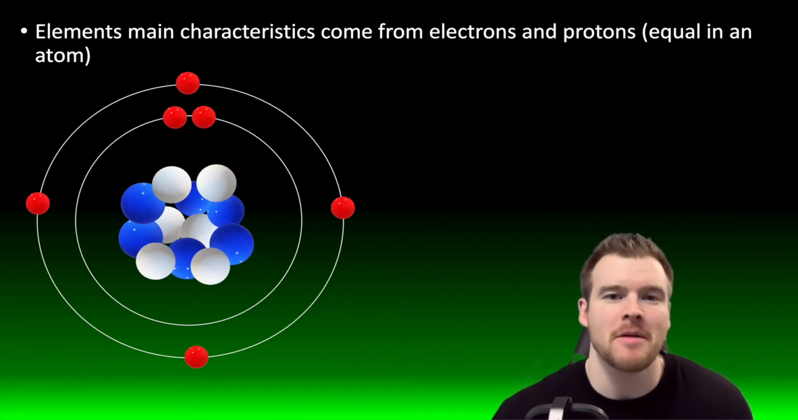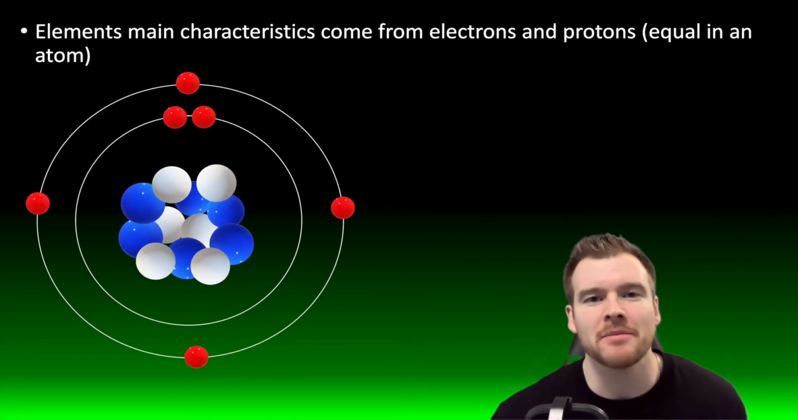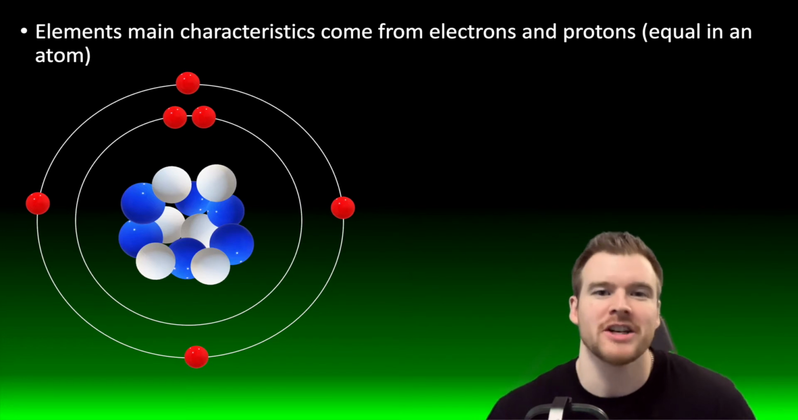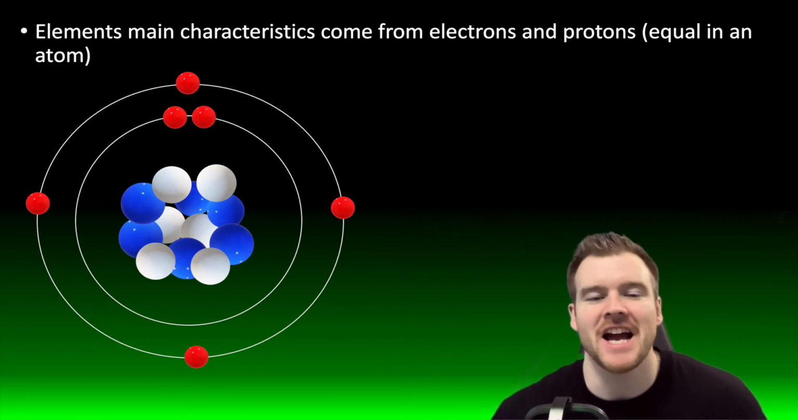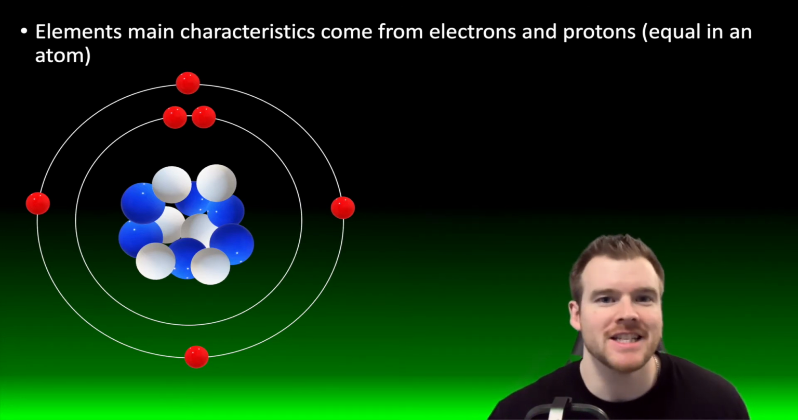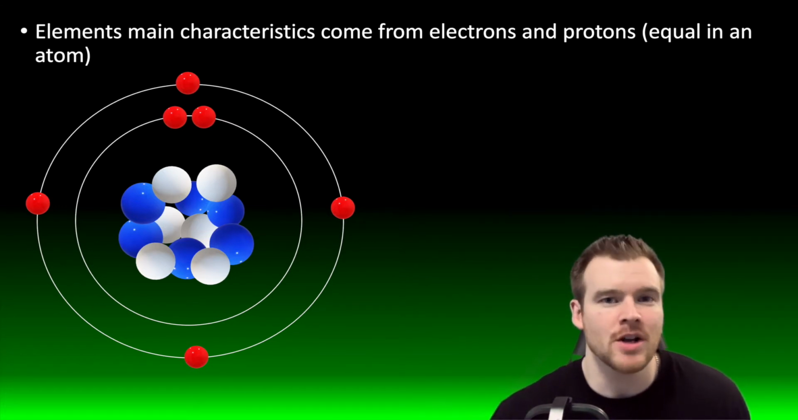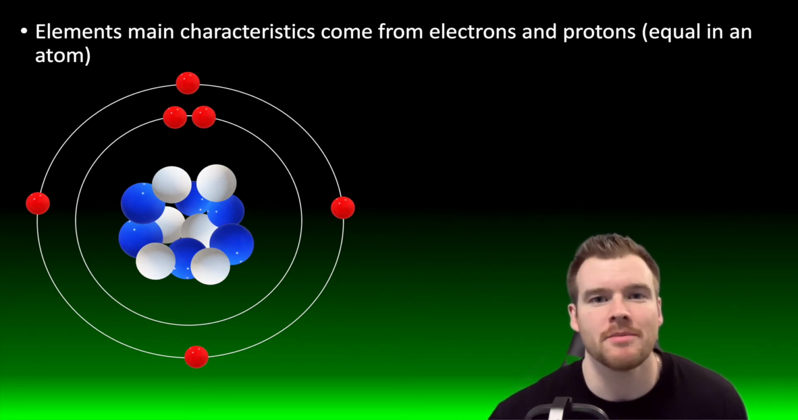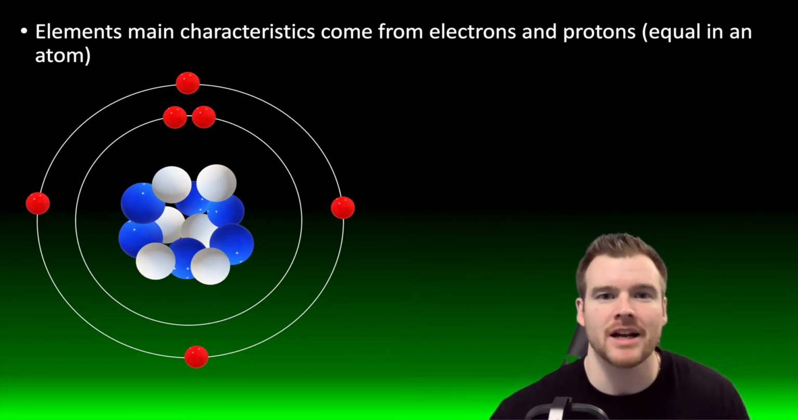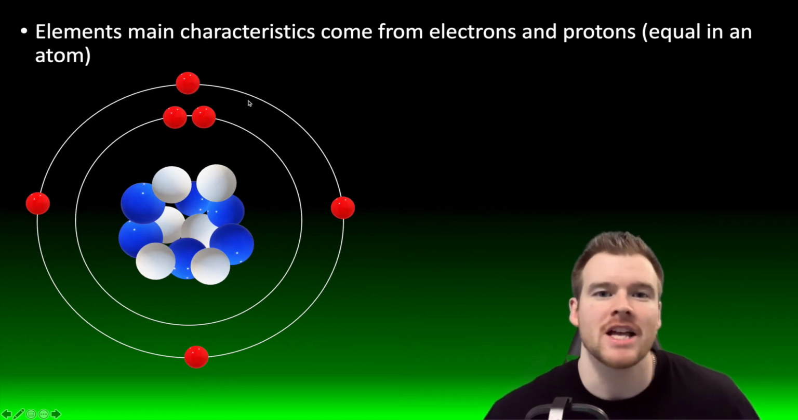Now this diagram is typical to what we would draw an atom like before we started talking about the weird nature of electrons. But we're going to go back to this diagram. So it's got the nucleus in the center and then these rings of electrons around the outside. The electrons and the protons are going to determine most of its characteristics because the electrons are going to be involved in how it interacts with other atoms and whether it's going to share electrons or transfer them in bonds.